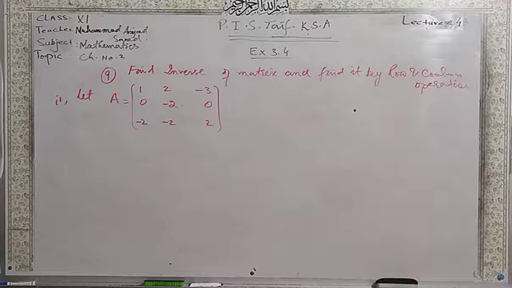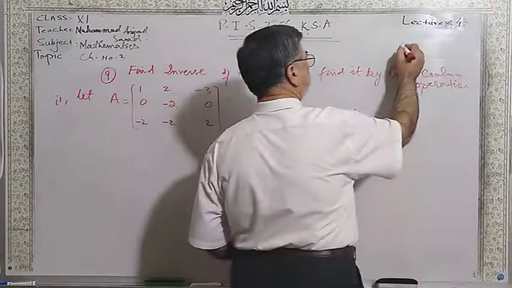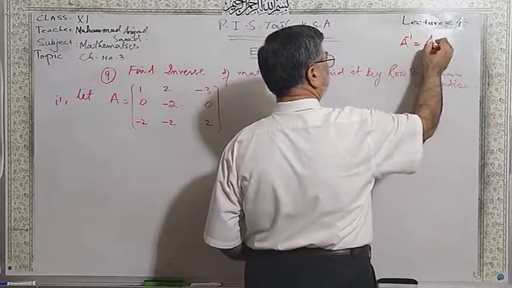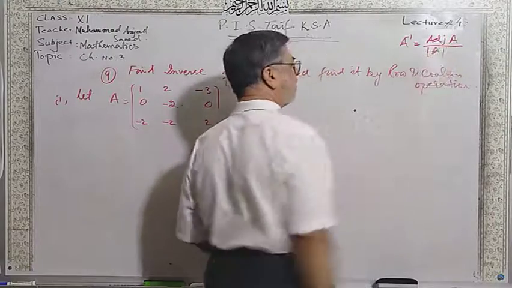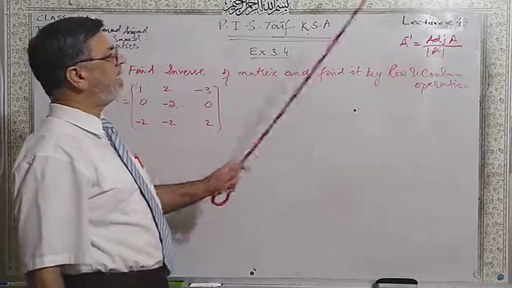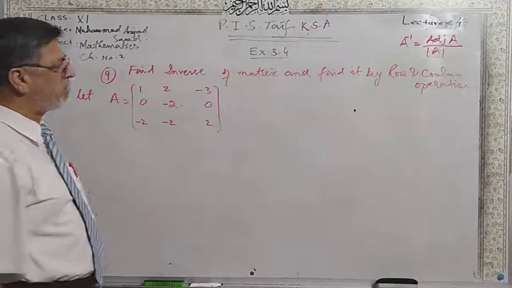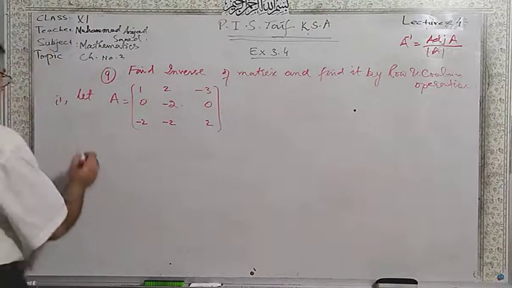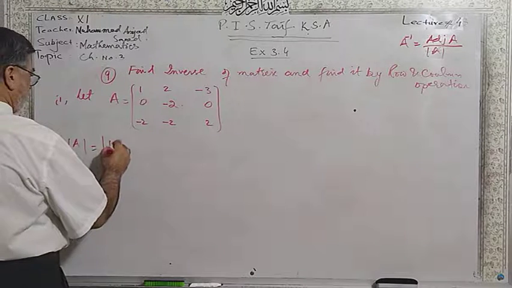First of all, for finding A inverse, you must know the formula. A inverse is equal to adjoint A over determinant of A. First of all, we will find the determinant. If it is a singular matrix, the inverse is not possible. That's why the first step is to find the determinant.